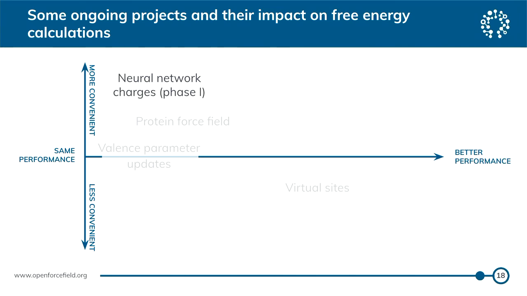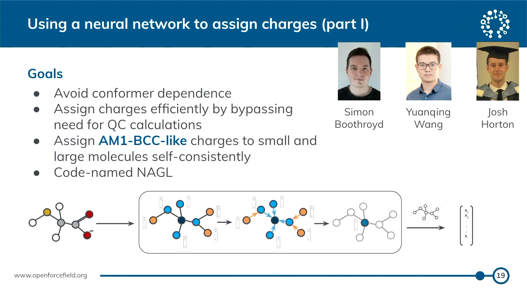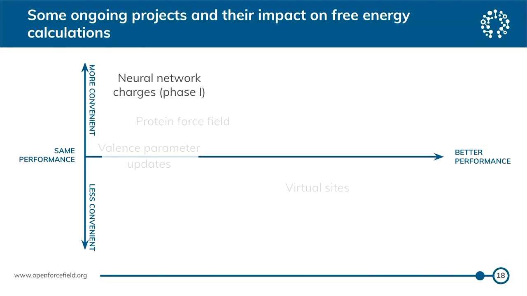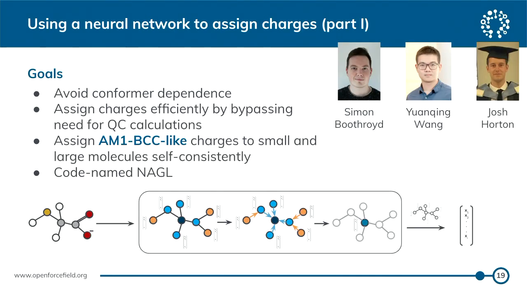Moving on, our neural network charge model is slightly related in the sense that the motivation for wanting to use a neural network charge model arose from basically the pitfalls of AM1BCC that I mentioned earlier. So namely the conformer dependence and the need to assign charges to larger molecules. Our initial goal is to basically replicate our existing AM1BCC charge model. So that's why this project is on the left-hand side here. We specifically want to achieve the same performance that we currently have. And the idea is just to make it much easier to assign charges. And this project is codenamed NAGL. So the models that I'll be referring to are called NAGL throughout the presentation.